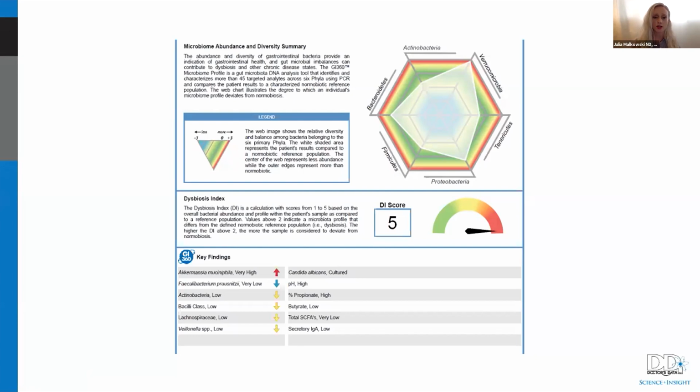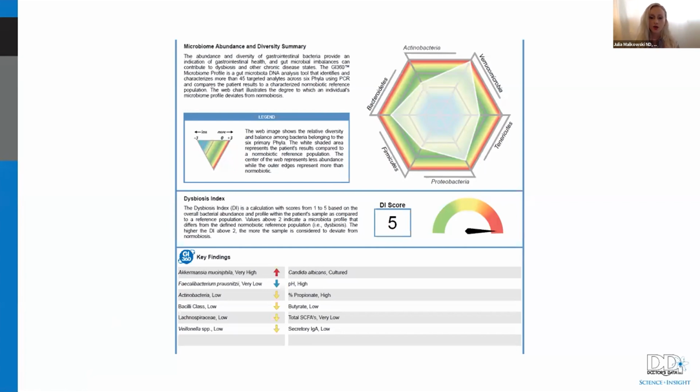This patient's also low in F. prausnitzii, so that is a key butyrate producer. Again, the patient is going to be potentially low in butyrate, at risk for inflammation. Then we have a low Actinobacteria, low Bacilli class, low Lachnospiraceae, again, another butyrate producer, Veillonella species low. Additionally, we have this Candida albicans cultured, so we do have yeast cultured.